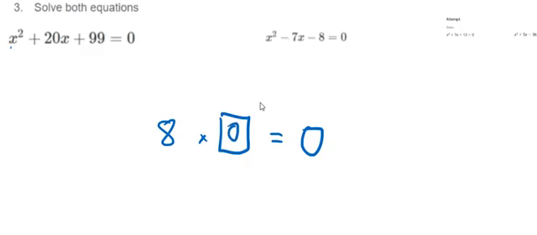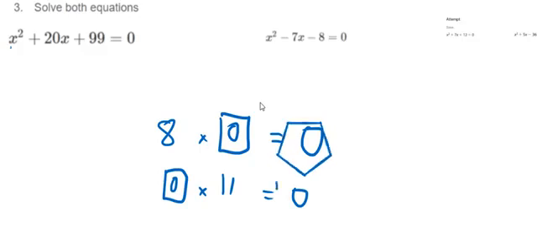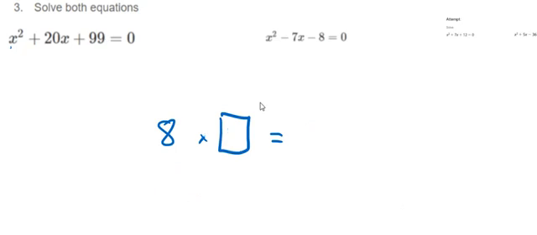Same way, if I had some number multiplied by 11 equals 0, what number would that have to be? Again, it would have to be 0. So basically, if you know one of the numbers, then the other one has to be 0 if the answer equals 0. That's really why this works, what we're going to look at now.